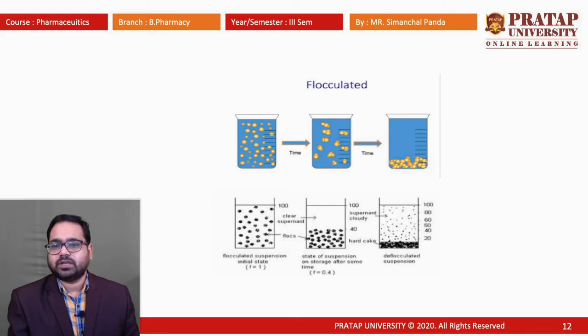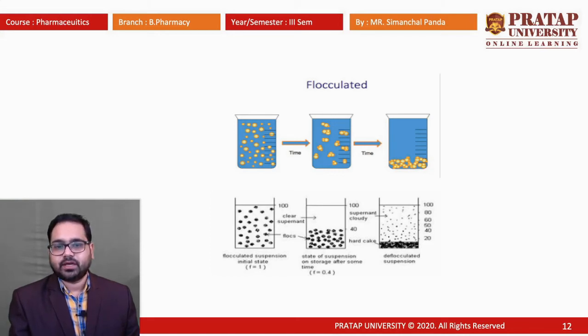And in due course of time, the charged particles will come close to each other and form flocks. For the deflocculated suspension, once the cake is formed, it cannot be redispersed and it will form a very hard cake. So for the deflocculated suspension, the rate of sedimentation is very low, but once it forms the cake, it cannot be redispersed again.